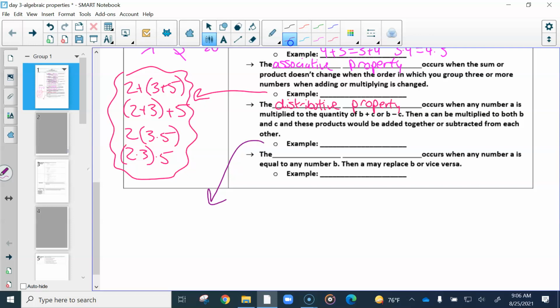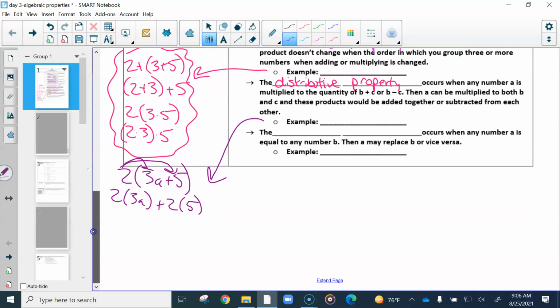I'm basically going to use these. So multiplying whatever is on the outside to whatever is on the inside. Usually the inside will have numbers and variables. I was going to do a subtraction one.